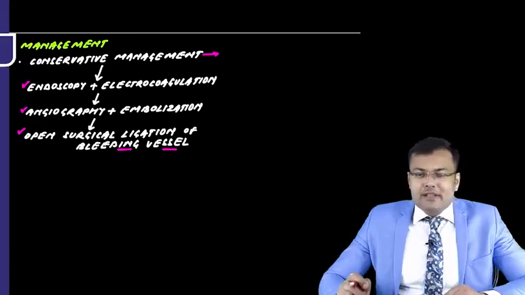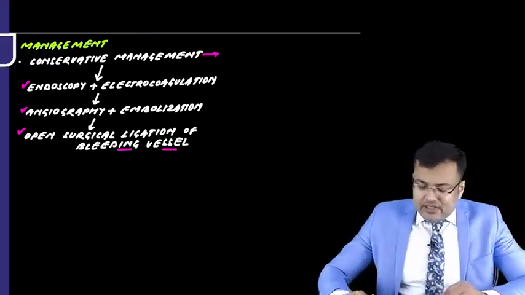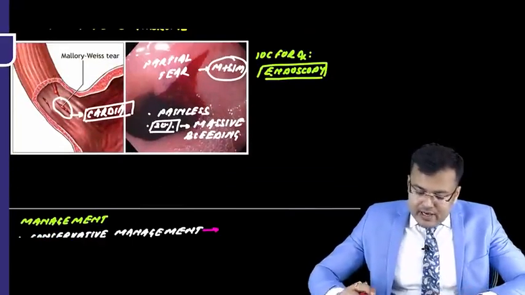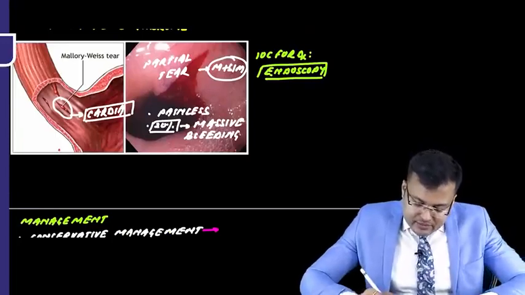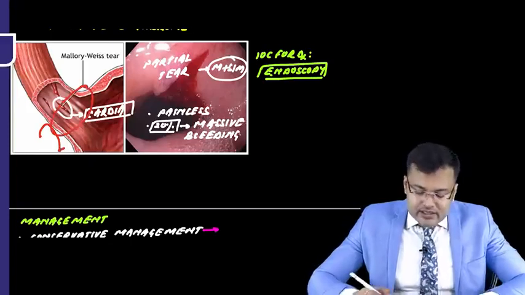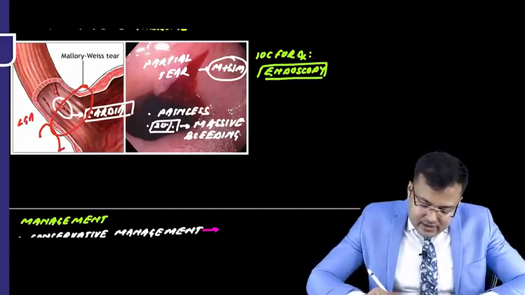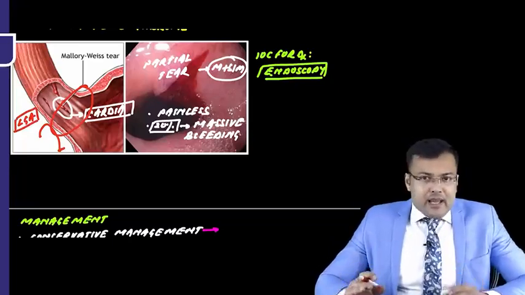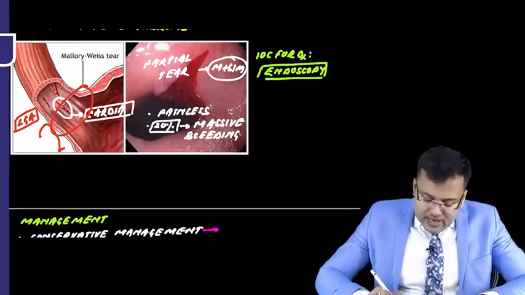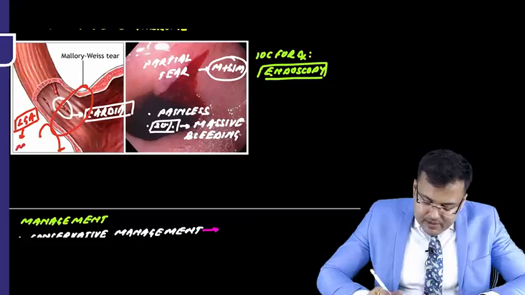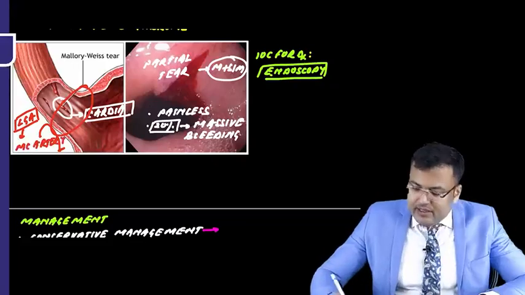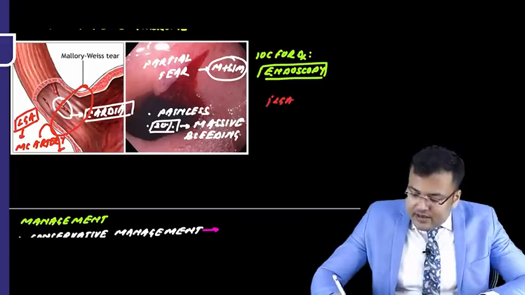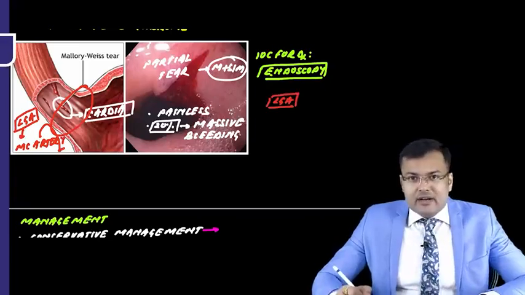In Mallory-Weiss syndrome, the question is asked: what is the artery responsible for bleeding? You can see this artery is responsible. So which artery supplies this particular area? This is the left gastric artery. You know, the left gastric artery is the largest artery supplying the stomach. So the most common artery responsible for bleeding is the left gastric artery. In this case it is the left gastric artery.